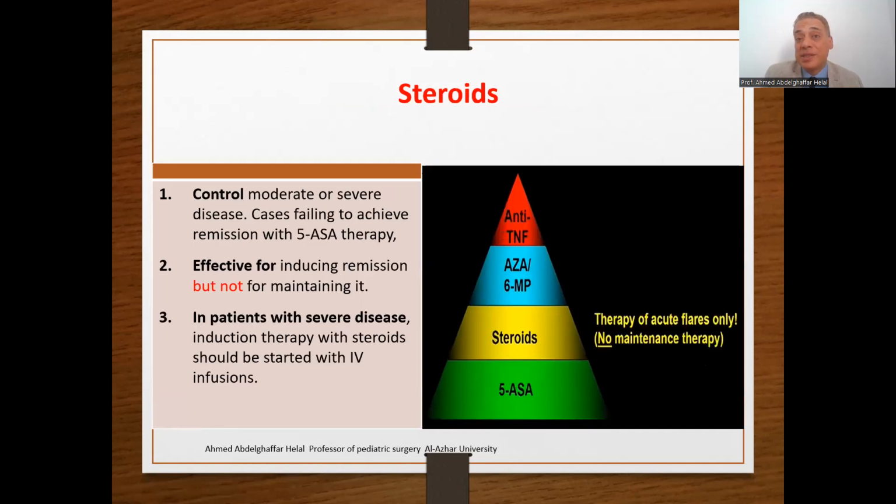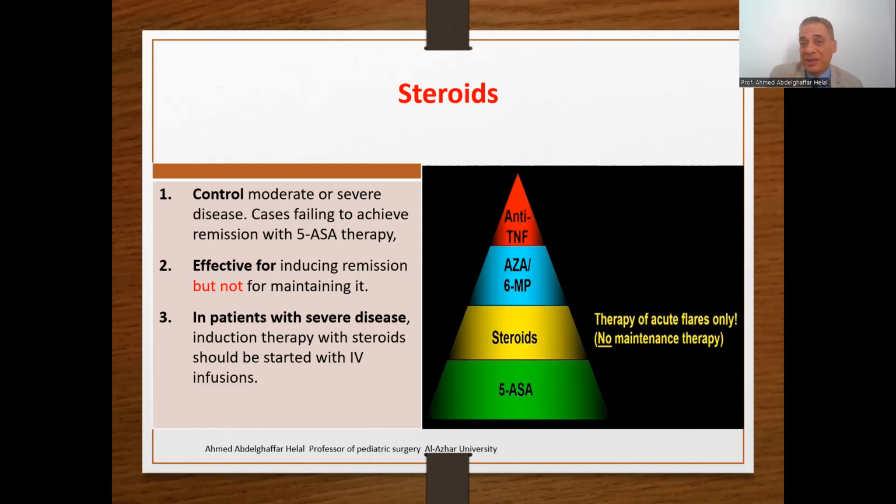The second group is steroids. Steroids are used for therapy of acute flare only. They control moderate or severe disease after failure of aminosalicylic acid treatment, and are effective for induction of remission, but not for maintenance due to the side effects of steroids. In patients with severe disease, steroids can be used intravenously. So this second group is very helpful for controlling acute flare and induction of remission of the disease.